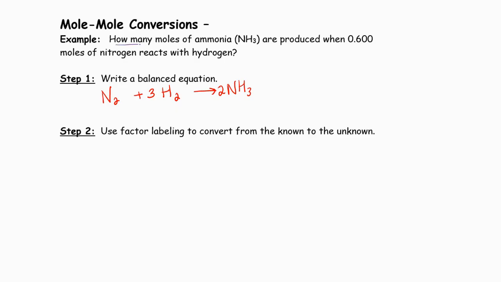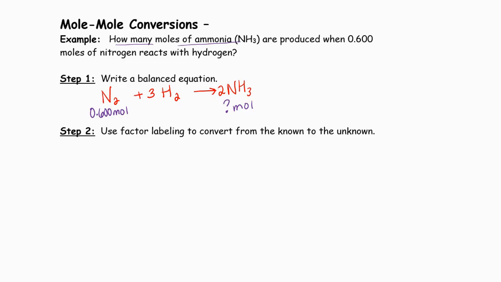So I'm going back. It says how many moles of ammonia. So I'm looking for moles of NH3, so that now I do not have to read the problem again to figure out what I'm looking for. And it says how many moles are produced when 0.600 moles of nitrogen. So we have 0.600 moles of nitrogen reacting with H2.